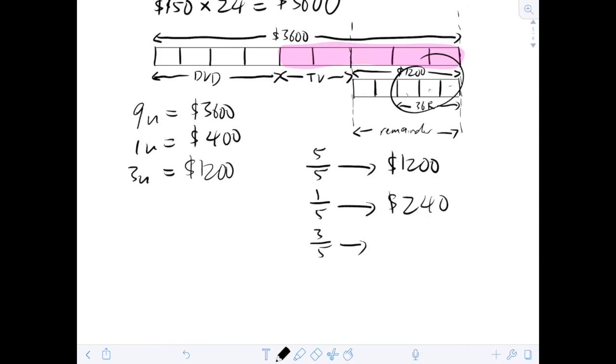Once you get this, you can find what 3 units is. 3 units is the portion that you want to find, the 36 residents' portion. So here you take 240 multiplied by 3. You will get 720. Okay, are we done?